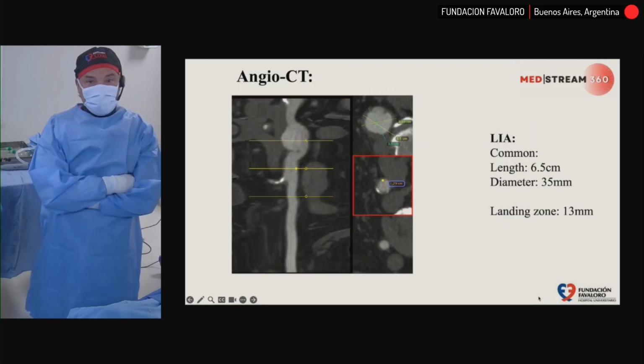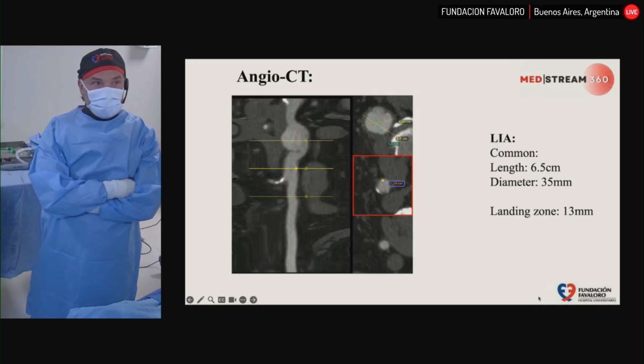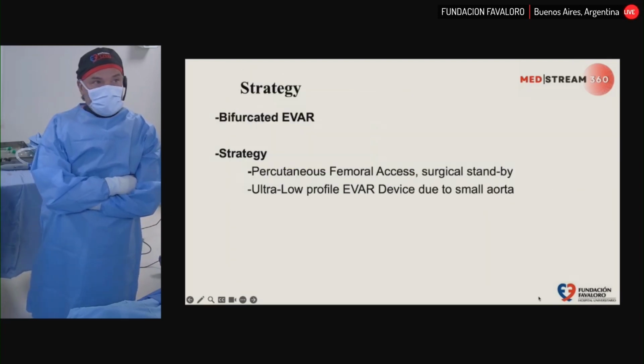And this is the left iliac artery with a common length of 6.5 centimeters with a maximum diameter of 35 at the level of the aneurysm, with a distal landing zone of 13 millimeters. So this is our plan.